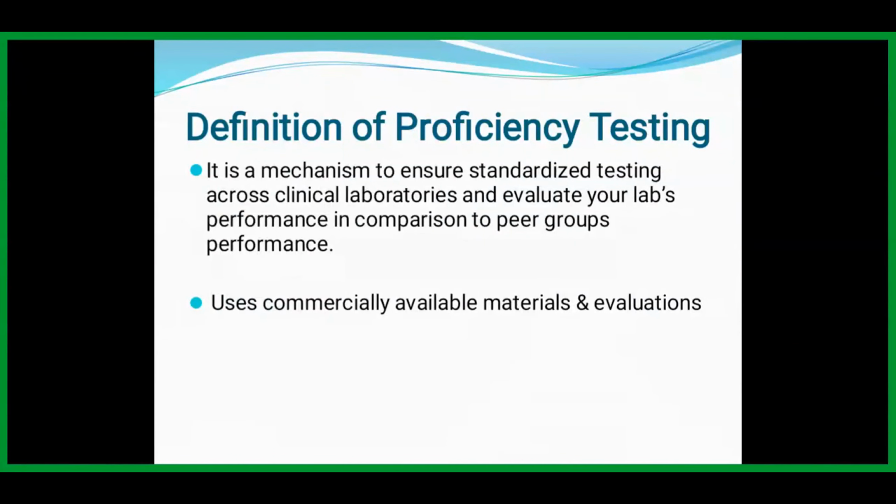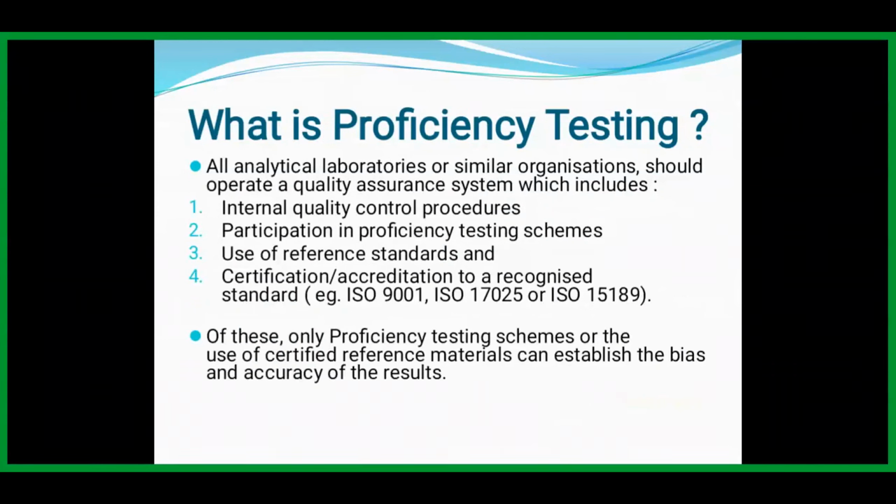Proficiency testing evaluates your lab's performance in comparison to a peer group's performance and uses commercially available materials for evaluation. All analytical laboratories or similar organizations should operate a quality assurance system which includes: 1. internal quality control procedures, 2. participation in proficiency testing schemes, 3. use of reference standards, and 4. certification or accreditation to a recognized standard such as ISO 9001 or ISO 17025, 15189. Of these, only a proficiency testing scheme or the use of certified reference materials can establish the bias and accuracy of the result.